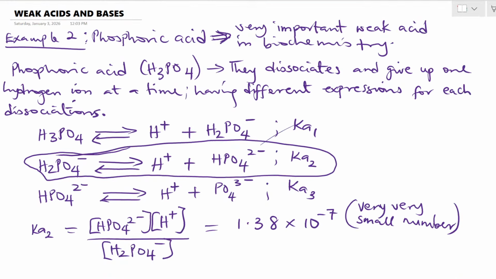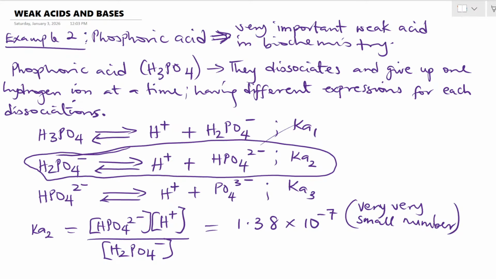So with that explained, we got to see example 2. In this example, we saw phosphoric acid, which is a very weak acid in biochemistry. The very reason why phosphoric acid is such an important weak acid in biochemistry is because it is a major form of buffer of the cell, the cell buffer.